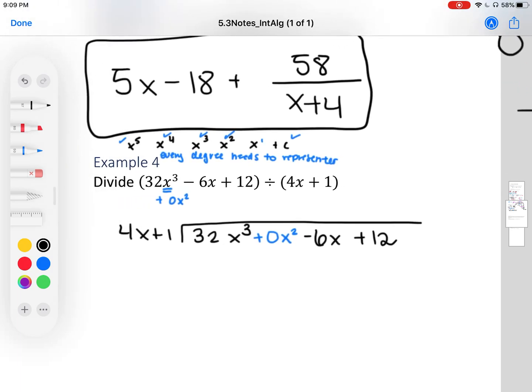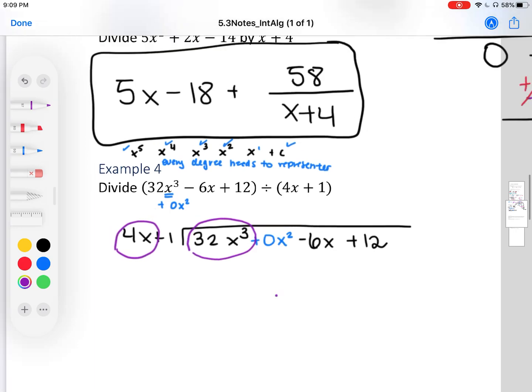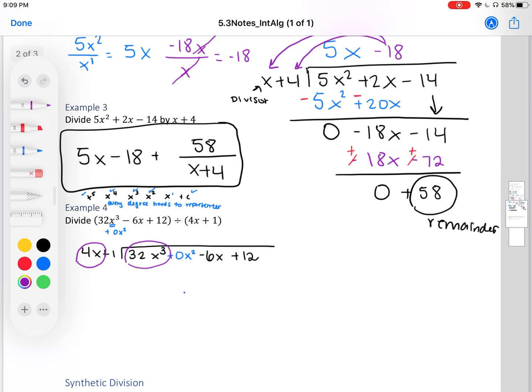Okay, let's go ahead and start this off. So let's divide 32x cubed by 4x. So we have 32x cubed divided by 4x. 32 divided by 4 is 8. And x cubed minus 1, we get x squared. 8x squared.